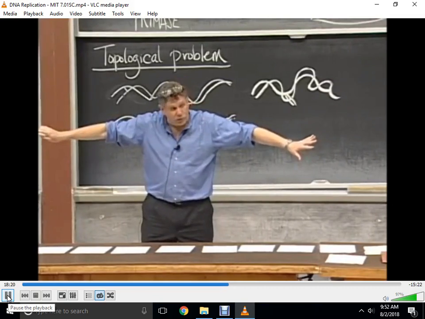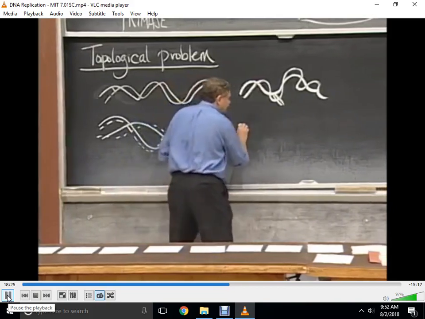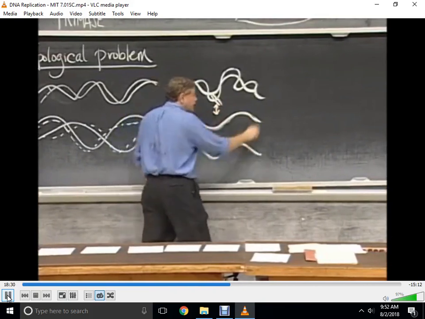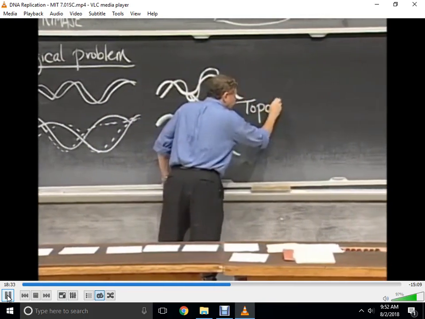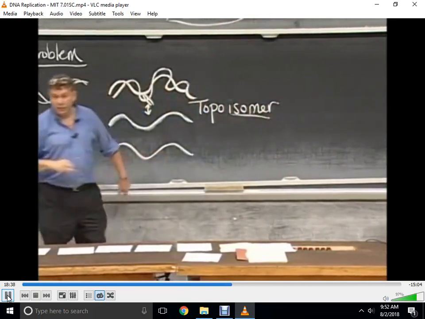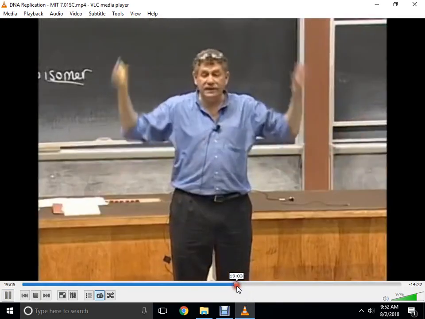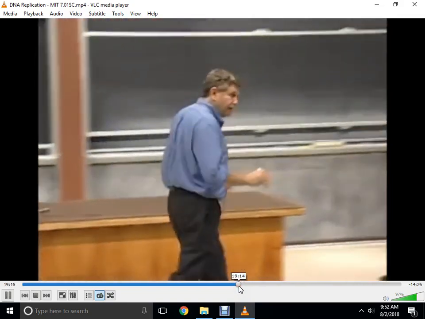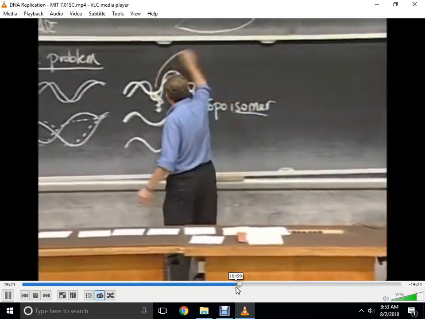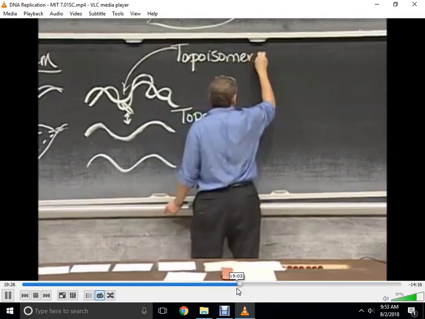The difference between these is that they are what are called topoisomers. They are isomers because they're exactly the same chemical formula, but they're topoisomers. This job is done by topoisomerase. Actually, by topoisomerase 2. There's a couple. It's topoisomerase 2 that cuts and seals up that double-stranded break. All right.